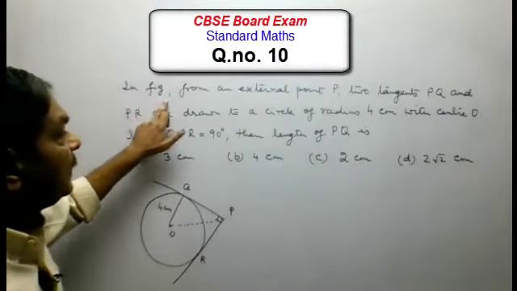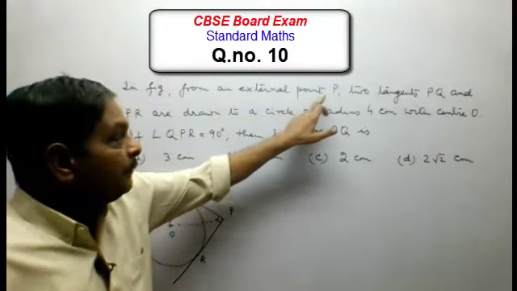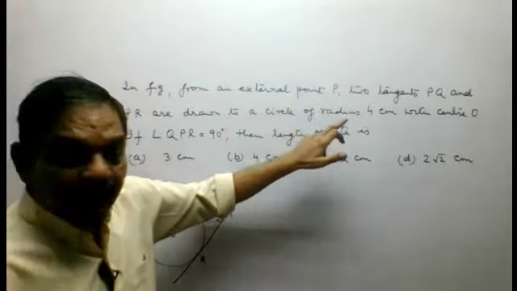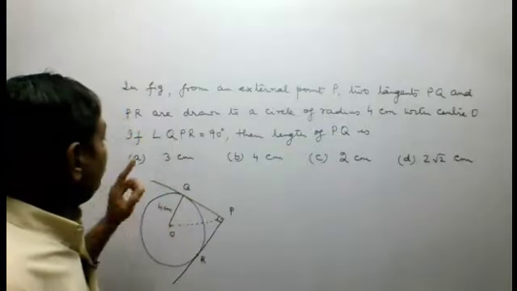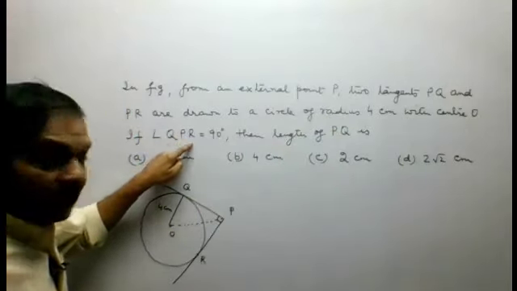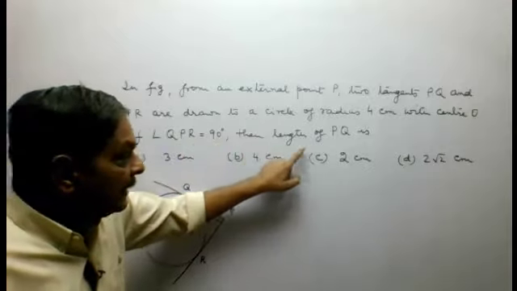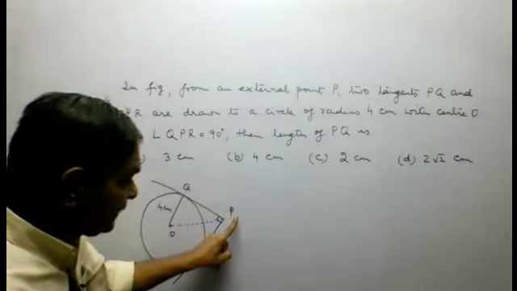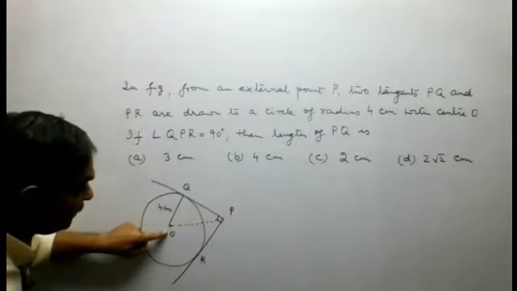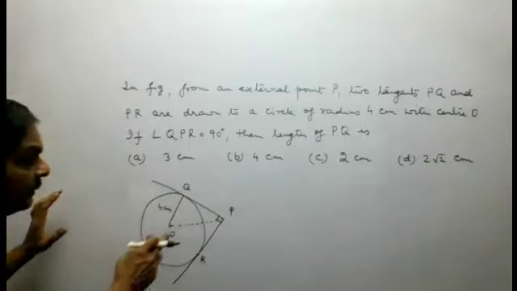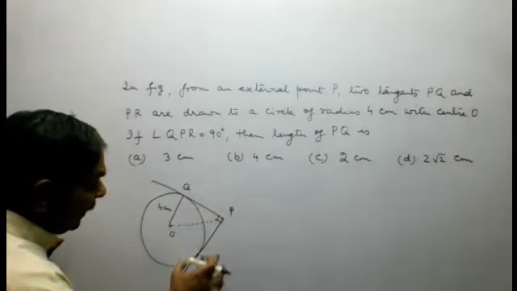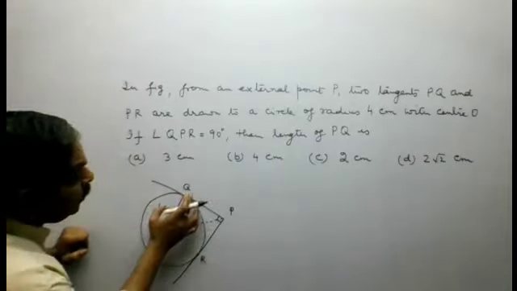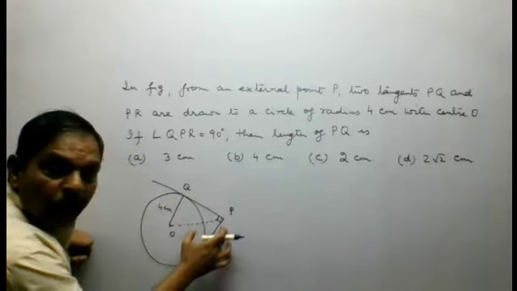Question is, in figure, from an external point P, two tangents PQ and PR are drawn to a circle of radius 4 cm with center O. Angle QPR is equal to 90 degree. Then length of PQ is, 4 options are like this. Now see the figure. P is the external point, O is the center of the circle, the radius of which is 4 cm. Two tangents are there, PQ and PR. Now we have been given that angle QPR is equal to 90 degree.